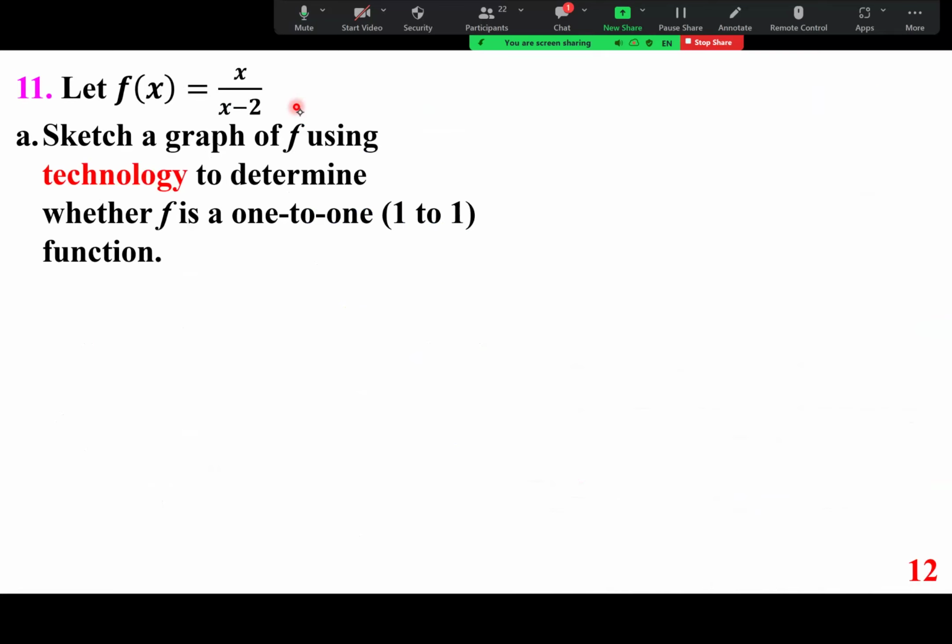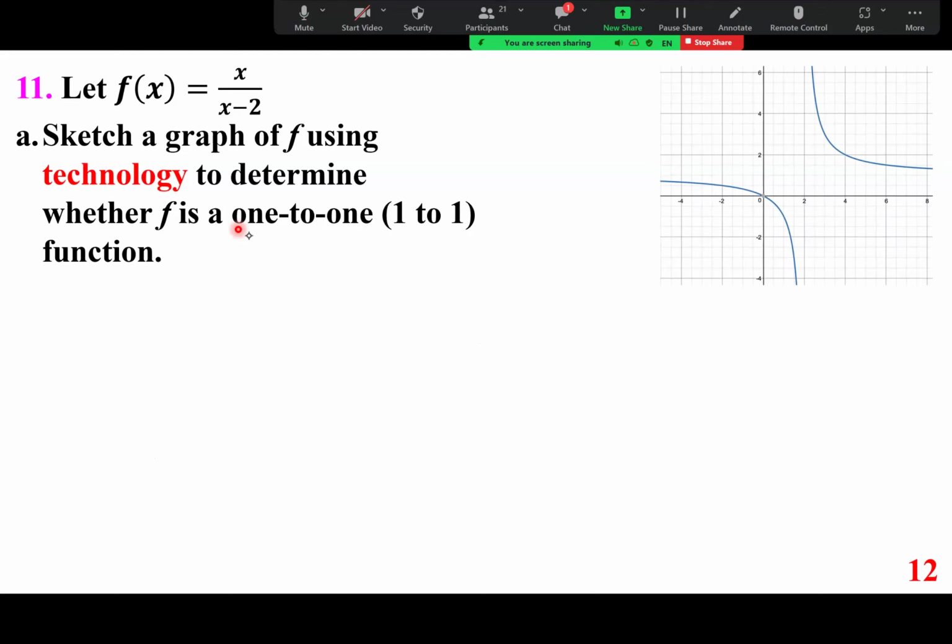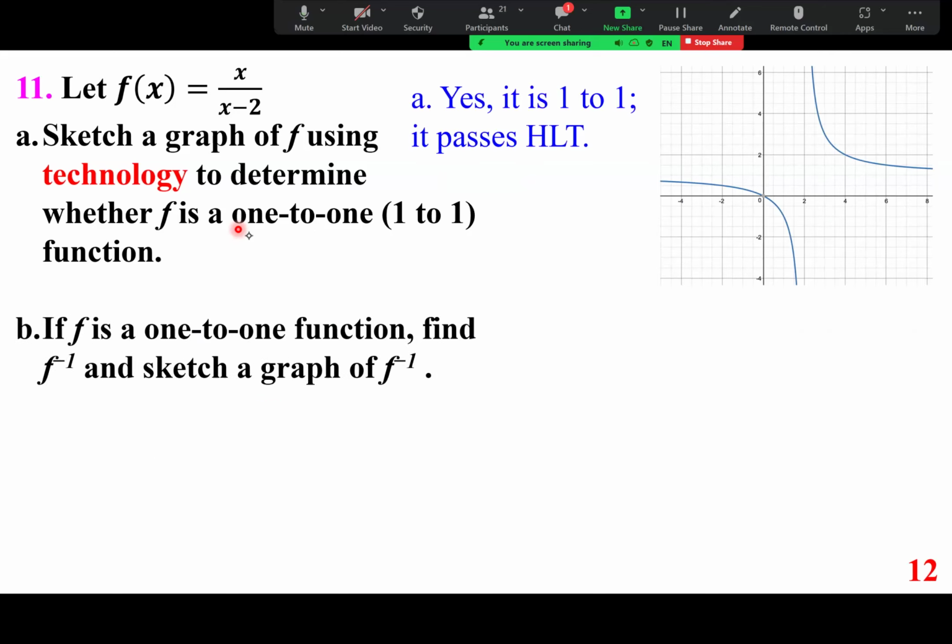Let f of x be x over x minus 2. Sketch a graph of f using technology to determine whether f is a one-to-one function. So you graph it pretty fast. It is a one-to-one function because it passes the HLT, horizontal line test. If it's one-to-one, find its inverse, f inverse.